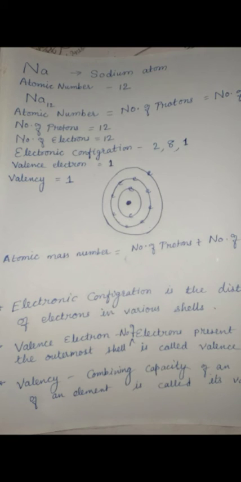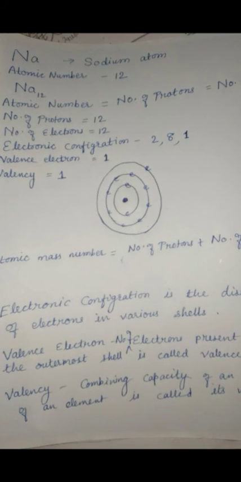So what is the valence electron in this sodium? 1. Because in the outermost shell, how many electrons are present? 1 electron. This is for sodium only. In this way you can find it for all the elements. We will study more in detail later, but for now just get through this. Then the electronic configuration is 2, 8, 1: 2 because the first shell has 2 electrons, then the second shell has 8 electrons, and the third shell 1 electron. So 2, 8, 1 is the electronic configuration. Valence electron is 1. Valency is 1.